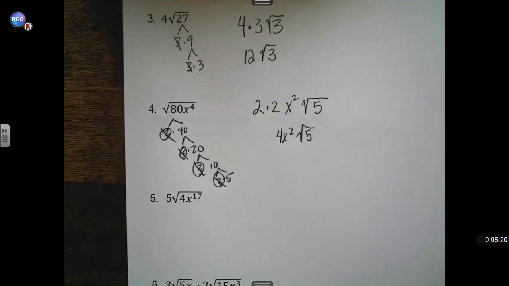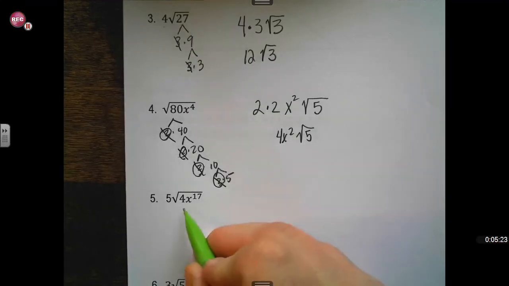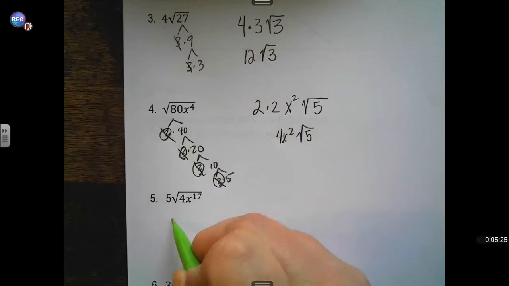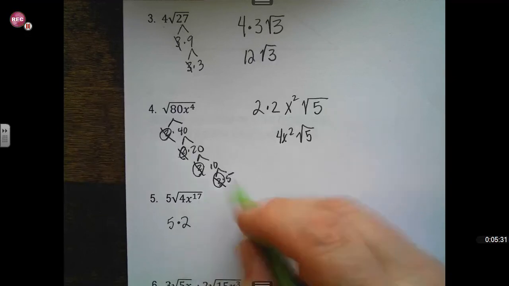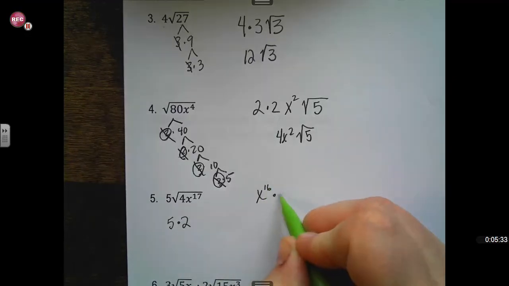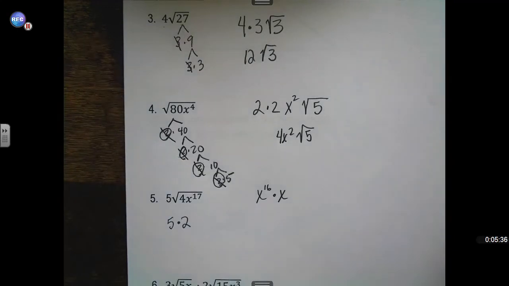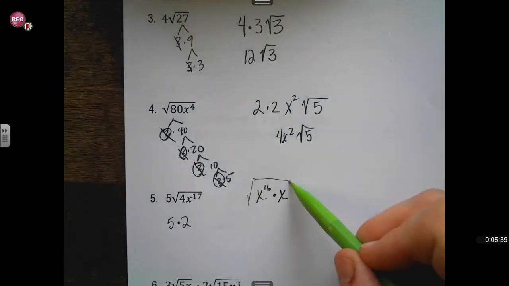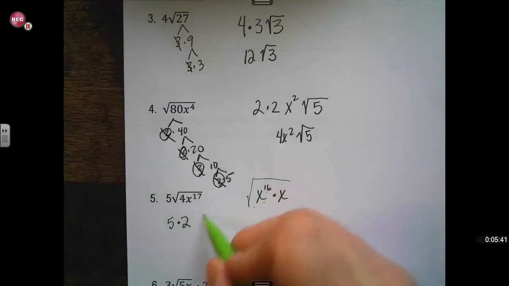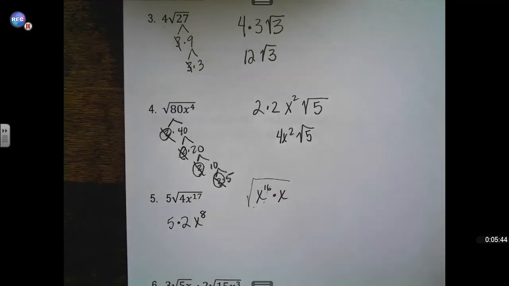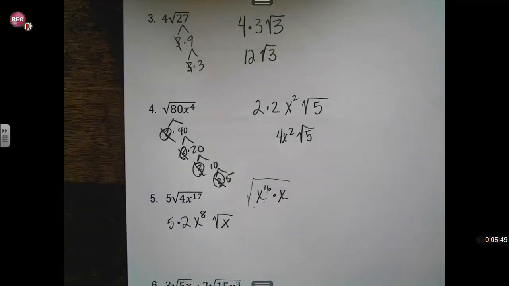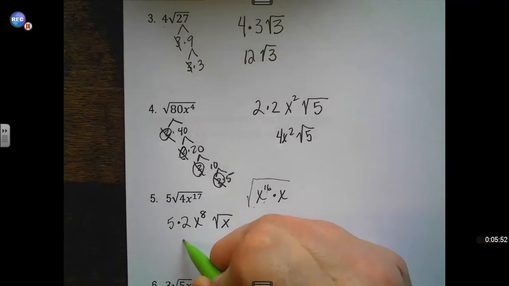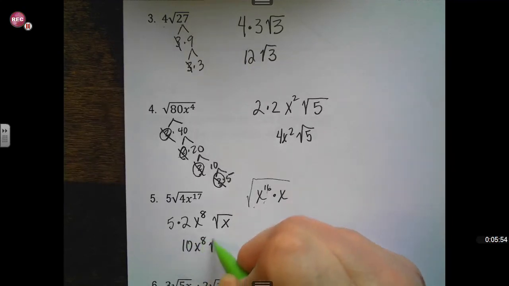Okay? 4 is a perfect square. The square root of 4 is 2. And then x to the 17th is x to the 16th times x. So again, when I take the square root of this, the square root of x to the 16th is x to the 8th. And that other x is going to be left behind, okay, because there's an odd number. So our answer is 10x to the 8th square root x. Okay?